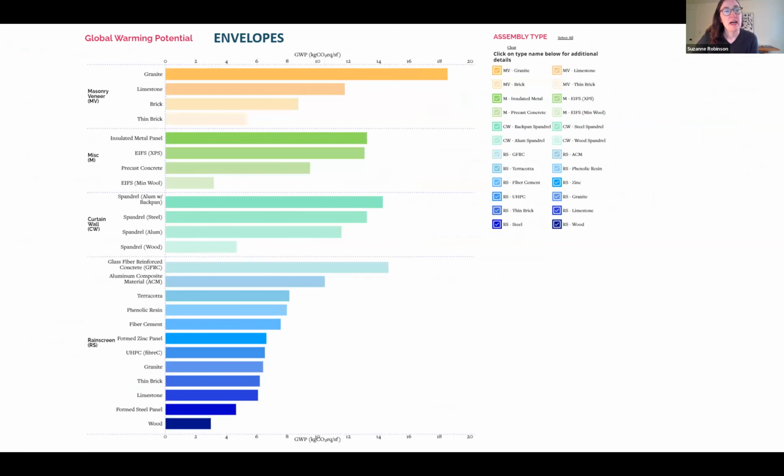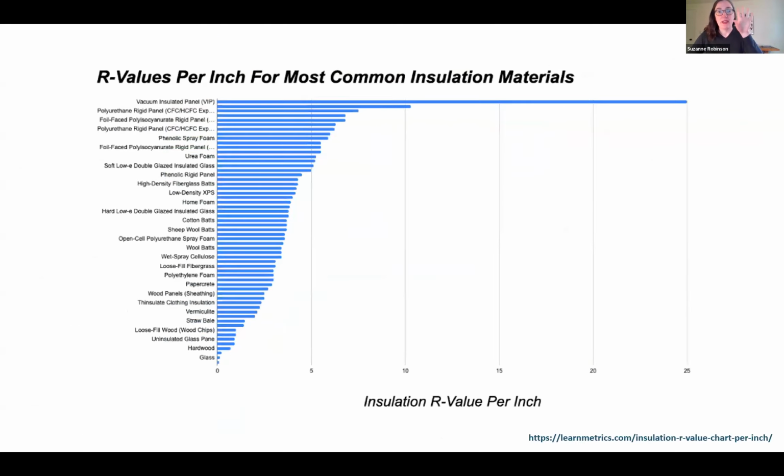If we look specifically at envelopes, you can see that depending on how you're structuring your envelope, whether you're having a masonry veneer, curtain wall, rain screen, what have you, they'll have different impacts of embodied carbon. You want to take this information and compare it to the operational impact of your envelope components. If you're looking specifically at insulation, you have different R values, and this is looking at per inch of material that you're putting in.